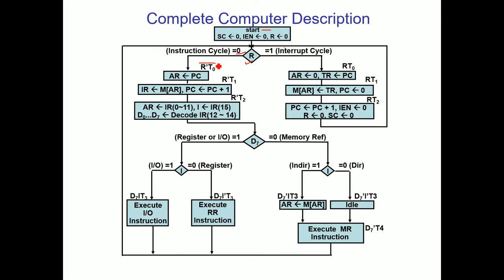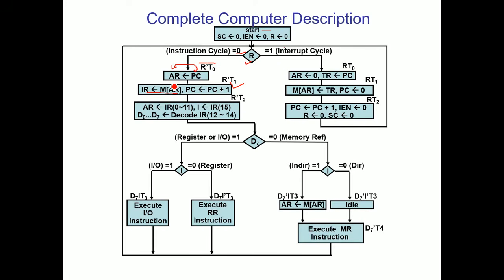The first timing signal is T0. During this phase, the address of the next instruction to be executed, that is the program counter, is transferred to the address register. Next, an instruction is fetched from the memory and loaded into the instruction register. Here the instruction is present in the memory at the address register, so we can write IR arrow M of AR.